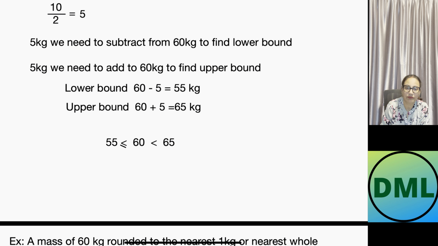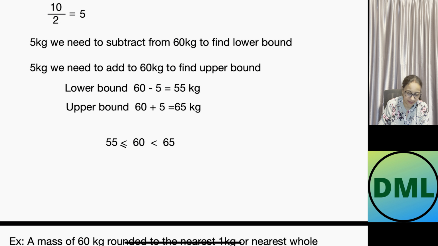I need to write down the value. The value is rounded off to 60. The lower bound is 55 because the last digit is 5 here. 5 and the above numbers 6, 7, 8 all round off to the next number, which is 60. In this case, I cannot include 65 because it is still 5 here and it will round off to 70. So that means 65 is not included. Here 55 is included. That's why I have put the equal to sign here. But I didn't put the equal to sign here because 65 is not included inside it. Till 64 it is included. So this is your lower bound and this is your upper bound of the number 60 kg.